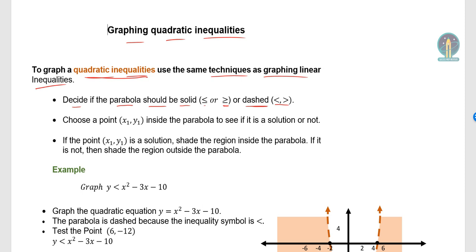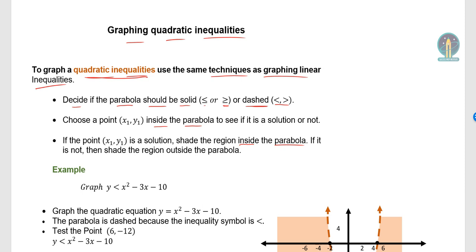And then choose a point, (x1, y1), just any random point inside the parabola or outside the parabola to see if it is a solution or not. If you chose a point from inside the parabola, and it is a solution, meaning it does give you a true inequality expression, shade the region inside the parabola. If you choose a point inside and it gives you a false inequality result, then you shade the other region, which is the outside region.